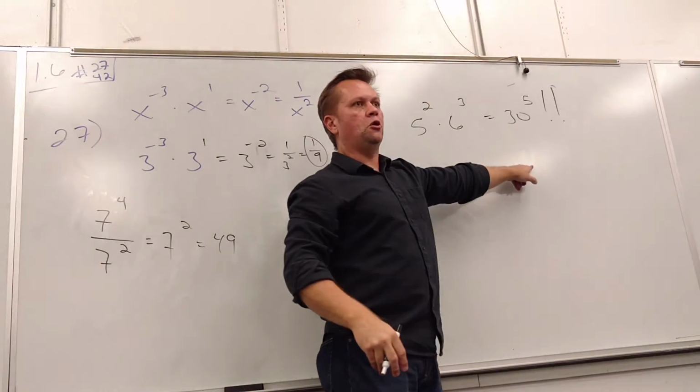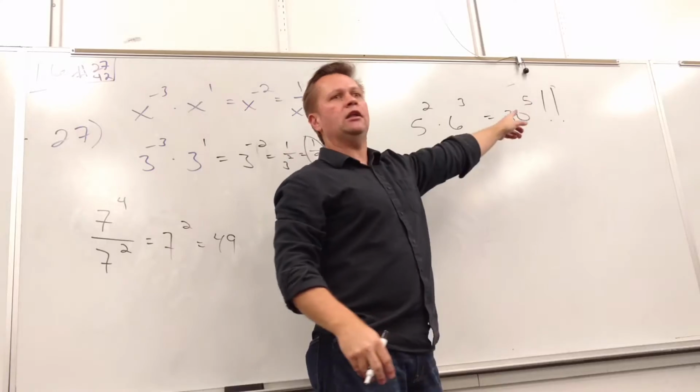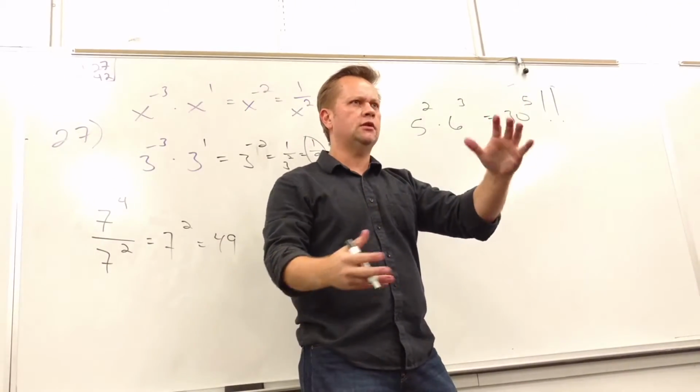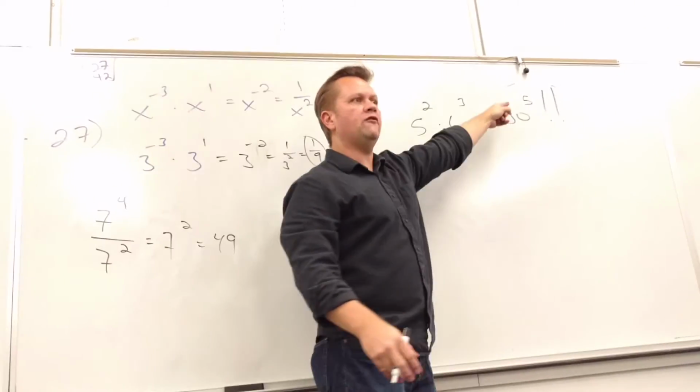My little note on the homework would be, I don't see any 30s. How did you get 5 of them? Do you guys see what I mean? There's no 30s over here. How'd you get 5 of them?